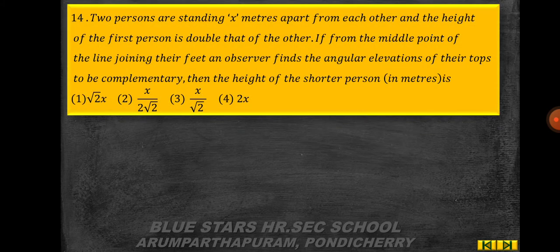Question number 14. Two persons are standing x meters apart from each other and the height of the first person is double that of the other. If from the middle point of the line joining their feet, an observer finds the angular elevations of their tops to be complementary, then the height of the shorter person in meters is: option 1, root 2 x; option 2, x by 2 root 2; option 3, x by root 2; and option 4, 2x. So two persons are standing.